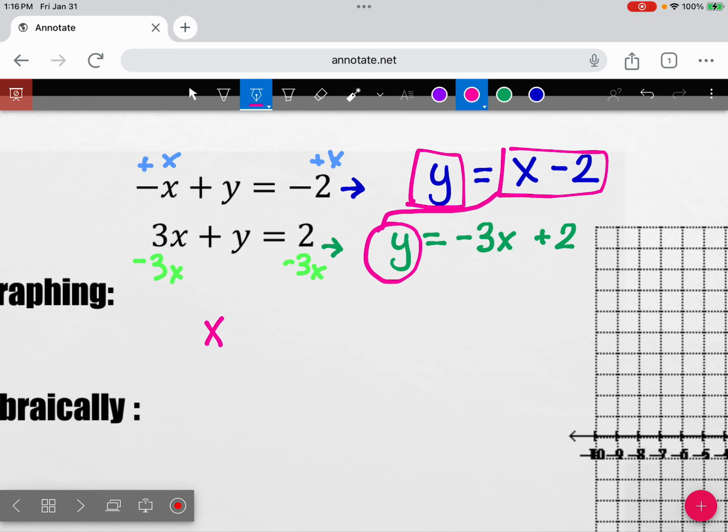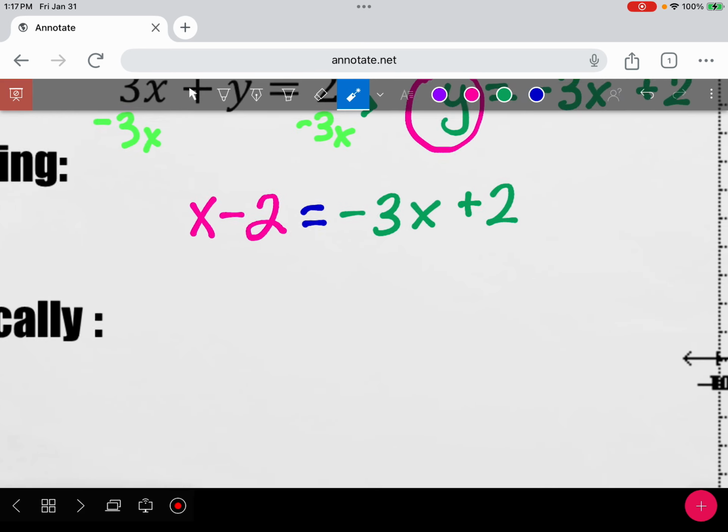So we're going to get x minus 2 equals our minus 3x plus 2. We have our two equations here. They just both happen to equal y. So what I do is I set these two pieces equal to each other. I want to know when my y equals my y.